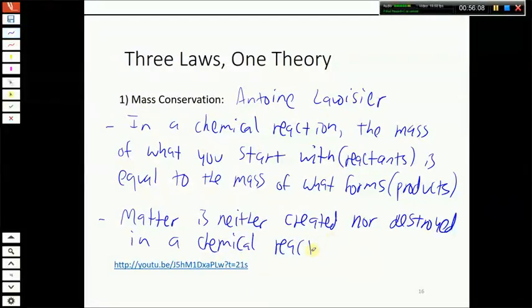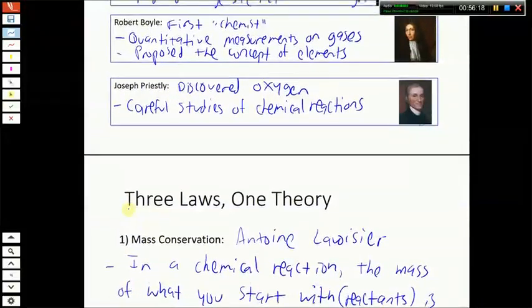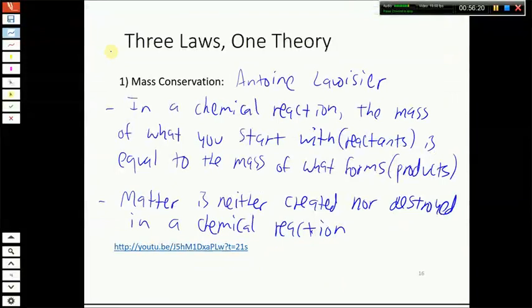Alright, so this is the law of mass conservation, probably the simplest of the three that we'll get into. And again, Lavoisier, who we just mentioned over here, no, that was Priestley, sorry. But anyway, Lavoisier was sort of the one to come up with this, building off of Priestley's discovery of oxygen.